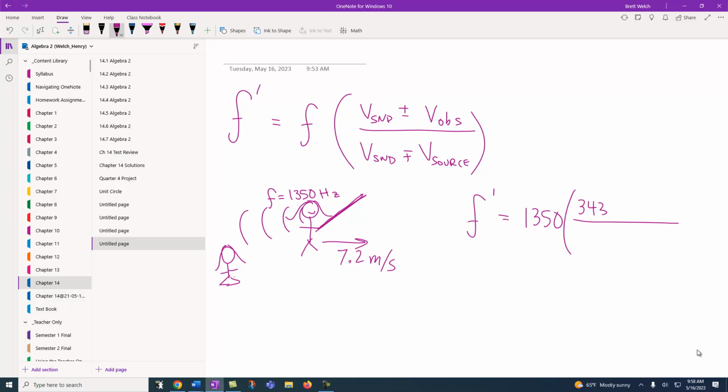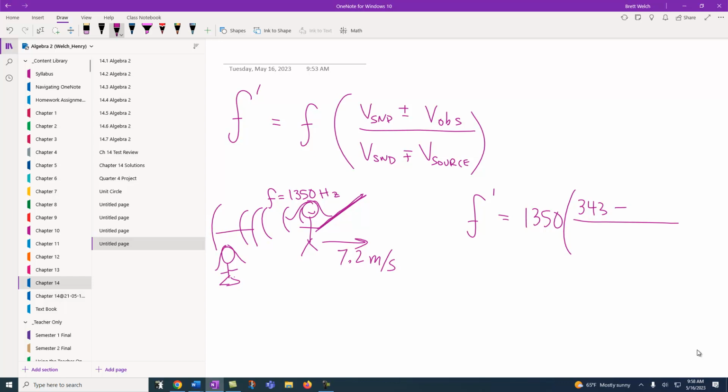I'm going to make a decision about this plus or minus right now. Do I expect the frequency to go up or to go down as Eliza runs away from Allie? We should expect it to go down. As she runs away, these waves are going to get stretched out and get further apart because she's running away as she emits that sound. And so we're expecting things to go down, which means we will use the lower of the two signs. So we'll use a minus.